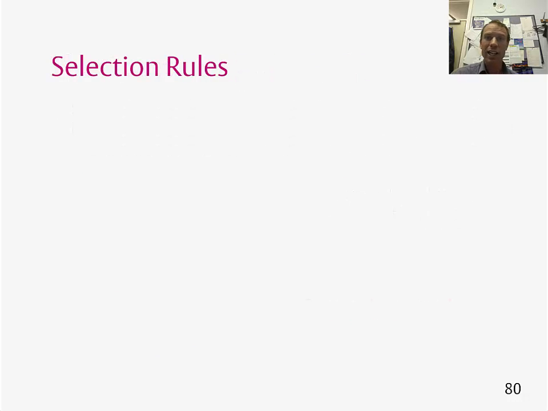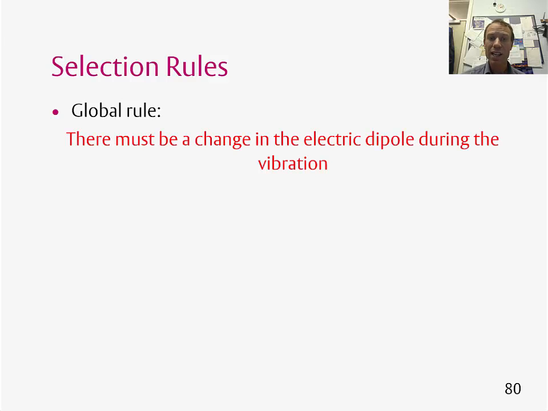Okay, so we've understood a little bit about what's going on, how light interacts with a vibrating molecule, and how solving the Schrödinger equation gives rise to vibrational energy levels. We now need to think about the selection rules, which account for transitions between these energy levels. As always, we've got a global rule and a specific rule. Here, the global rule is that there must be a change in the electric dipole of the molecule during the vibration.